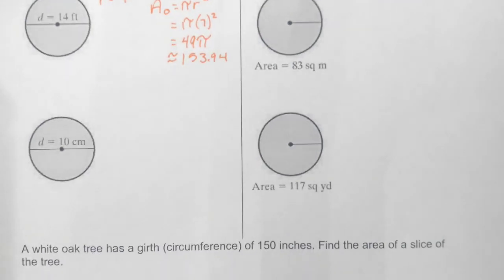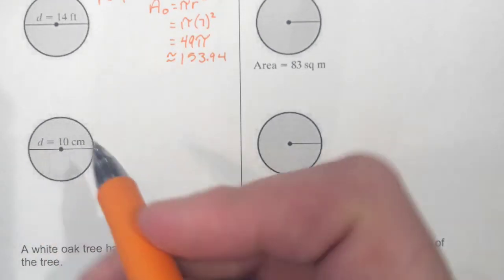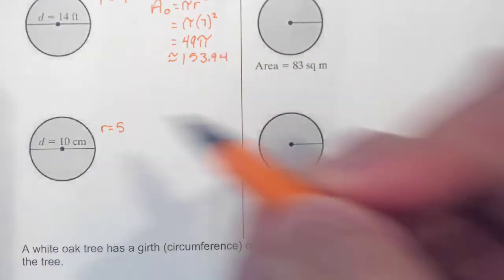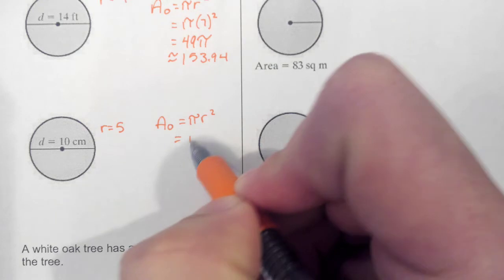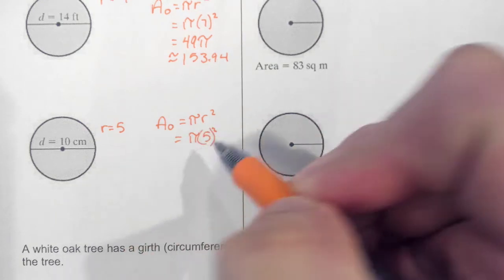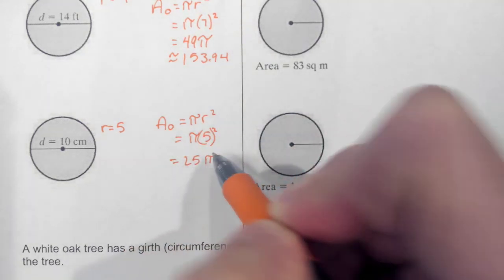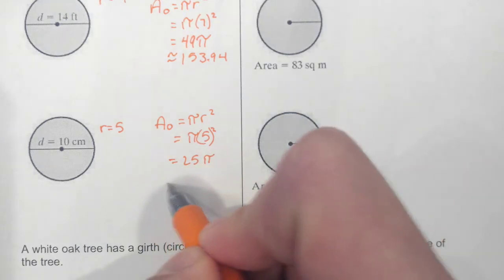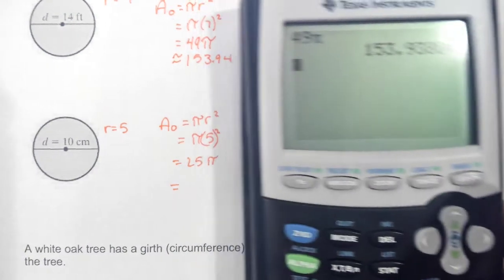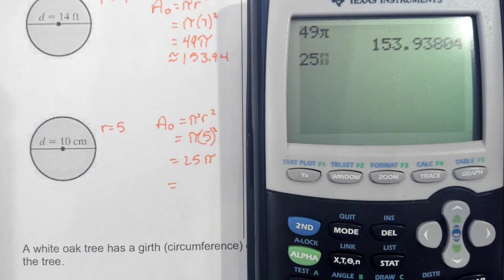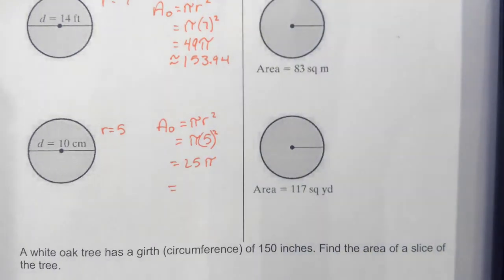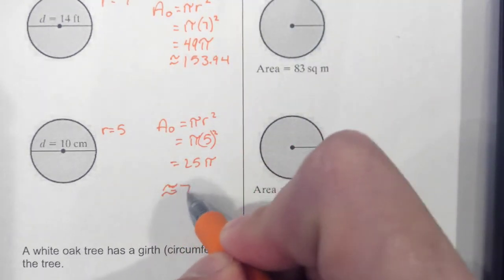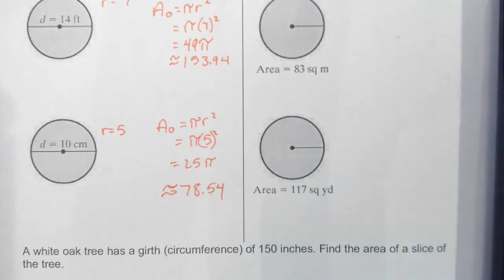Second one, exact same. They give you a diameter. So you say the radius is 5, plug it into the formula. That's going to be pi times 5 squared, so that's going to be 25 pi for an exact answer. And then for a two decimal approximation, we'll plug that into our calculator. 25 pi, 78.54 when rounded. Awesome. So that's how you do that.